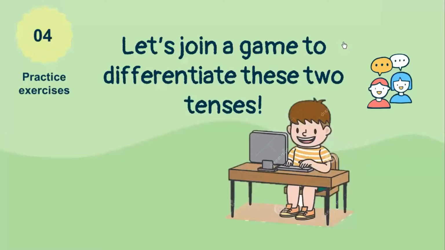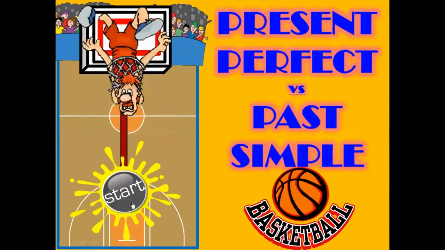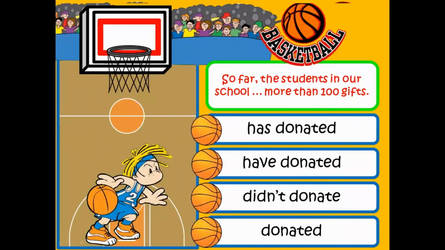So let's join the game, a very basic game to differentiate these two tenses. So this is how we do. Now the first sentence, can you read it out loud and do it for me, Hồng Ân? Yes. So far, the students in our school have donated more than 100 gifts. Okay, your answer is have donated. Let's see.